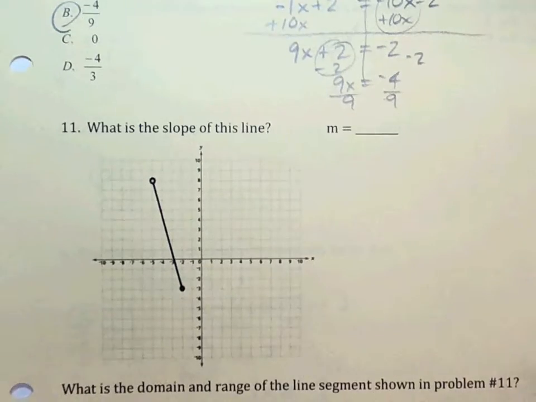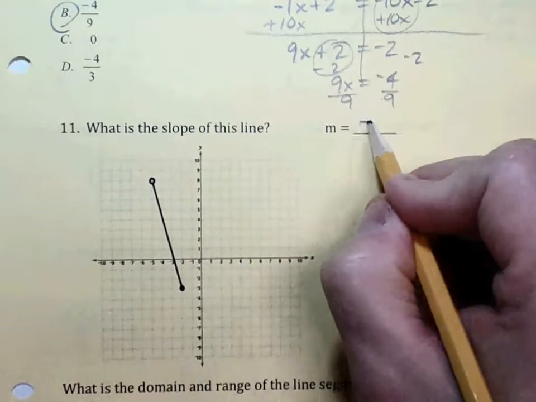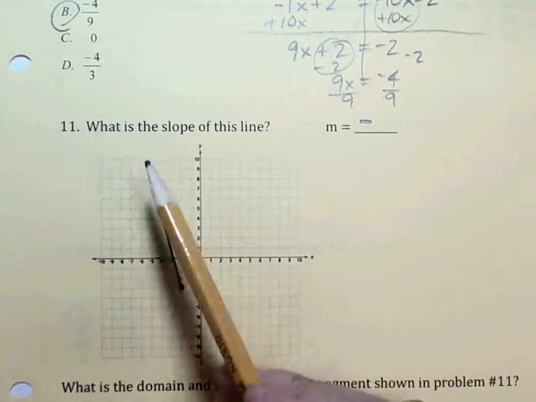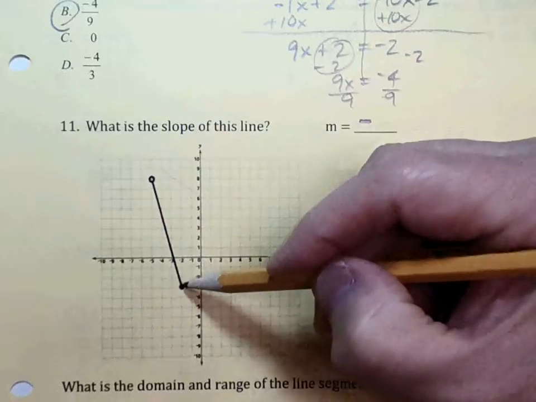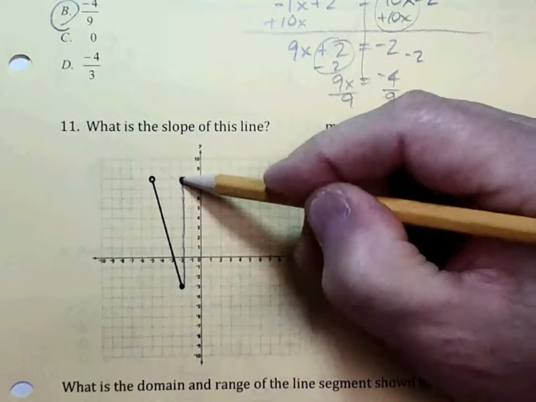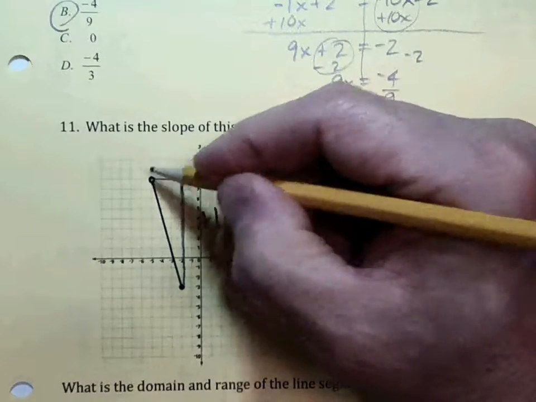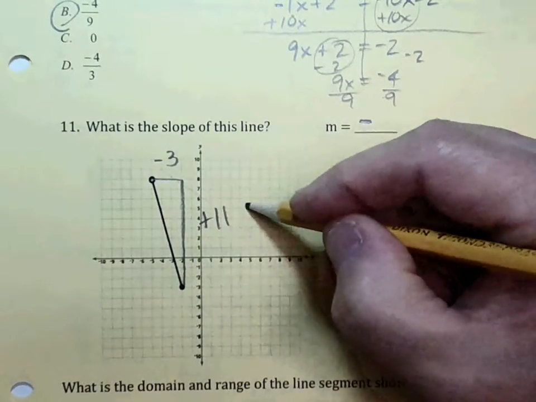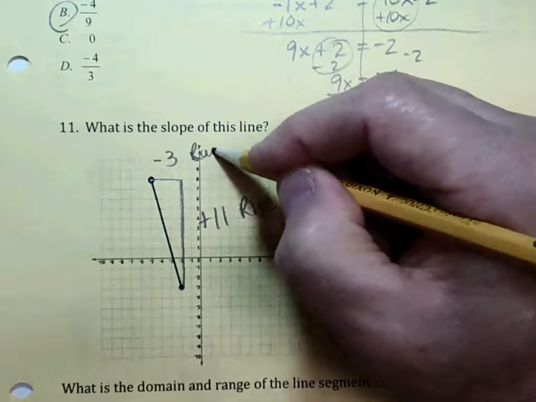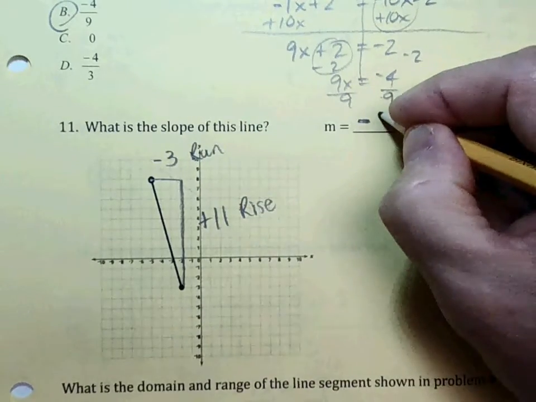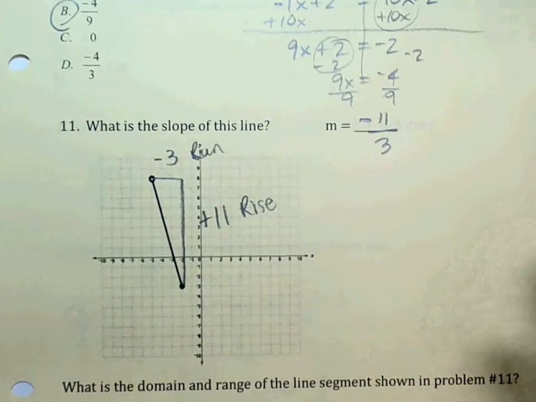All right, looking at this one, first of all, you should realize that this is going to be a negative slope because from left to right, it's going down. Okay, so if I do a slope triangle, I go up 11, and then I go left 3, so that's a -3. And remember, it's rise over run. So you got to make sure you put the 11 over the 3. So -11/3 is your slope.